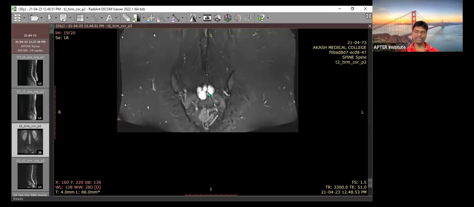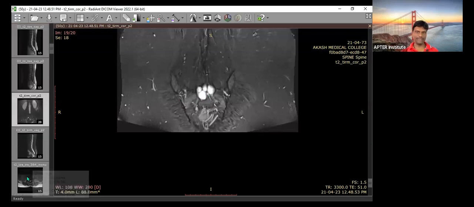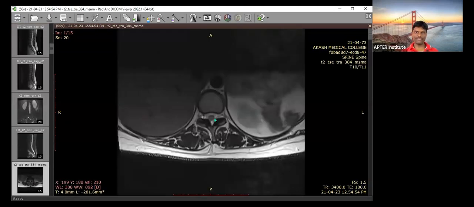In T2, water will appear white. So what is water in the spine? It is the cerebrospinal fluid. So we need to presume that this cyst is from the cerebrospinal fluid accumulation. Okay, now we will compare the same with the transverse view, or otherwise called the axial view.